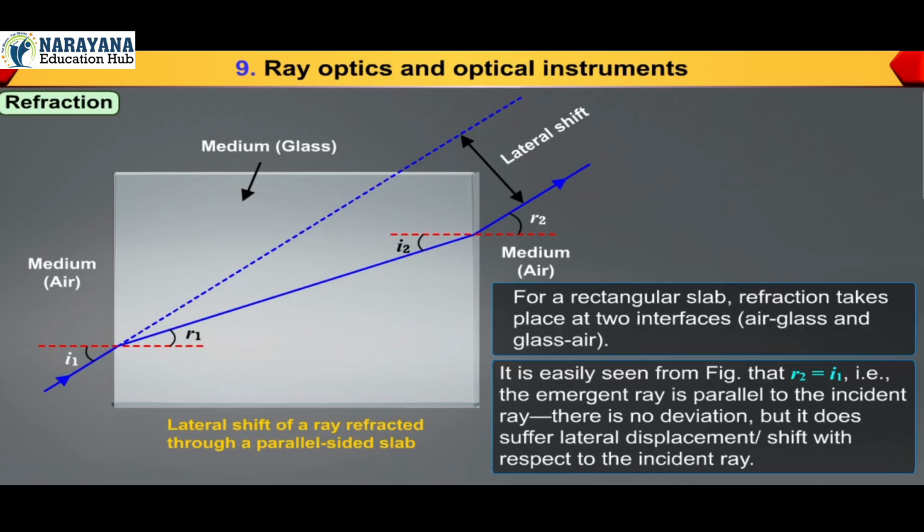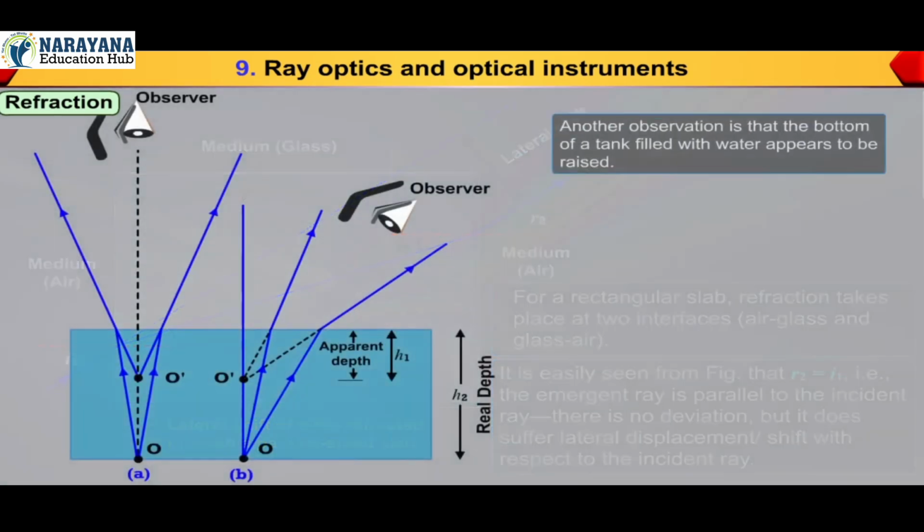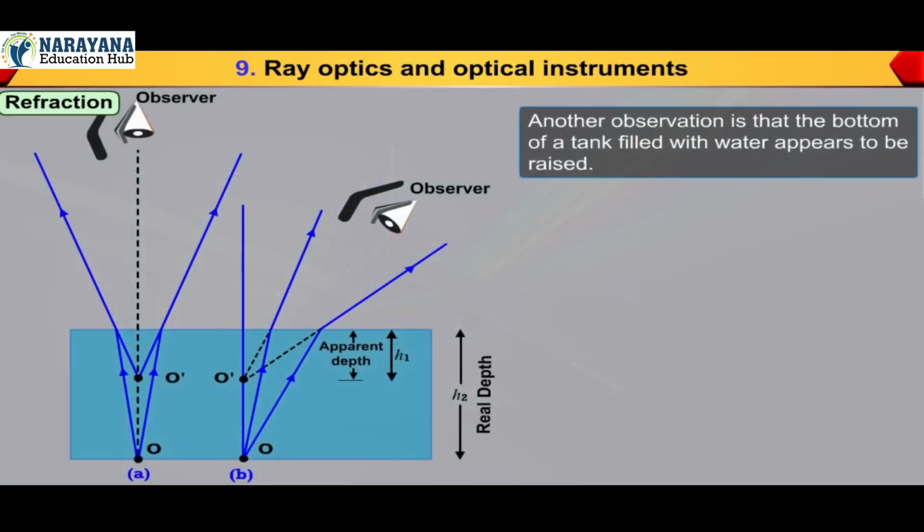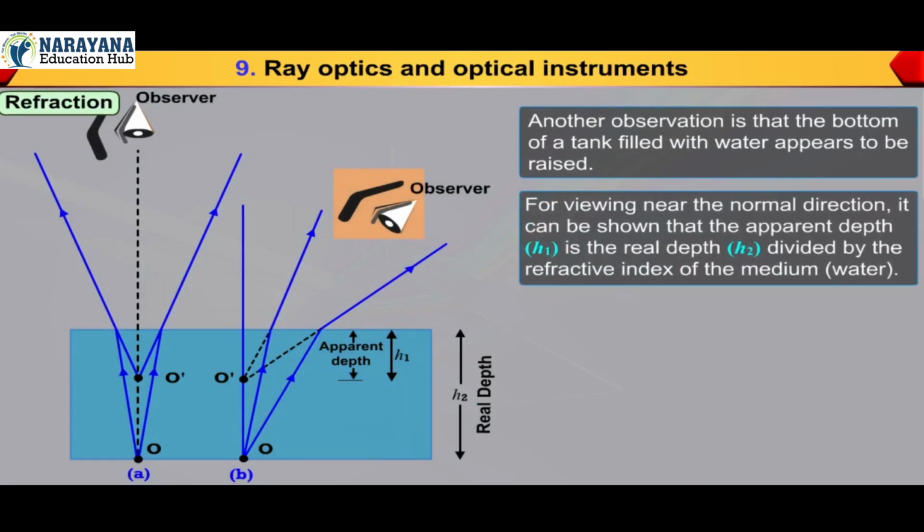There is no deviation, but it does suffer lateral displacement or shift with respect to the incident ray. Another observation is that the bottom of a tank filled with water appears to be raised. For viewing near the normal direction, it can be shown that the apparent depth h1 is the real depth h2 divided by the refractive index of the medium, that is water.